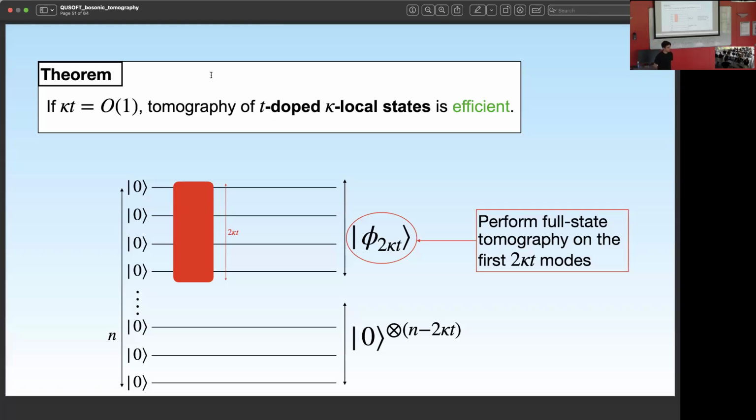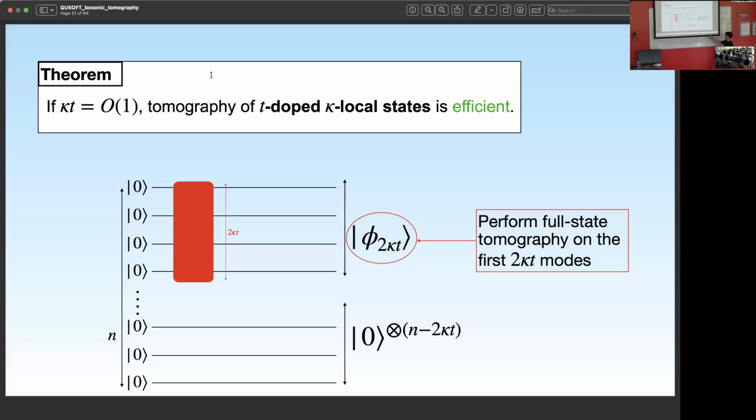Is it also efficient if KT is logarithmic, or no? No, because this is a difference with the finite dimensional setting: here you also have the energy that comes into play, and the total energy of the states depends on n. So the full state tomography is much worse. The sample complexity of tomography depends on the energy, like energy over epsilon squared to the power of KT.